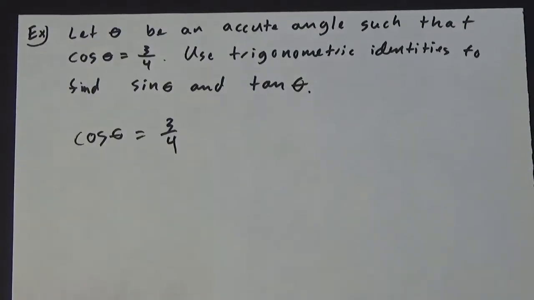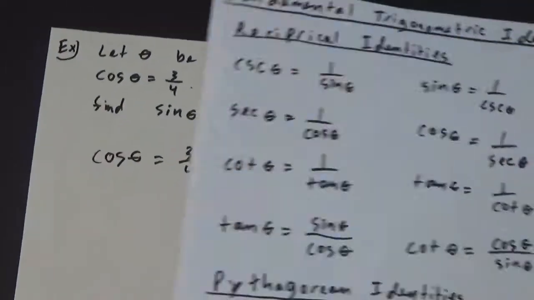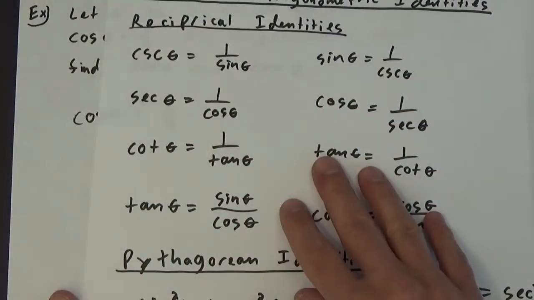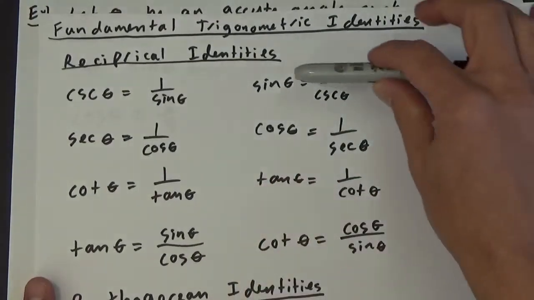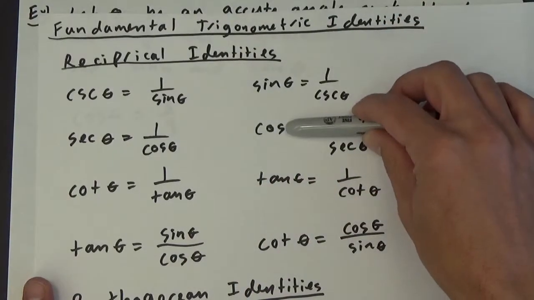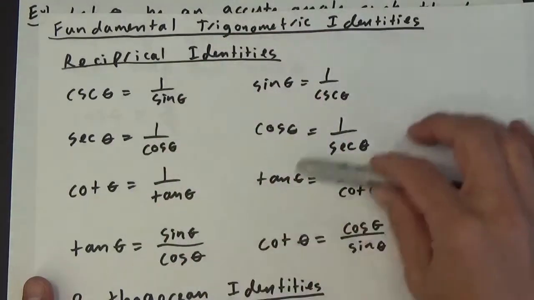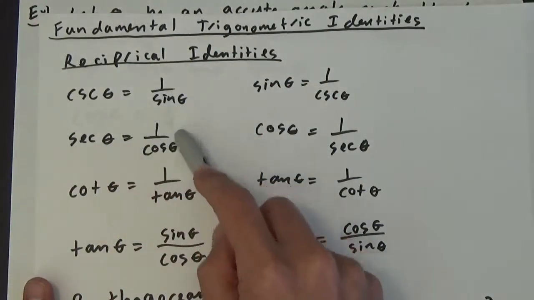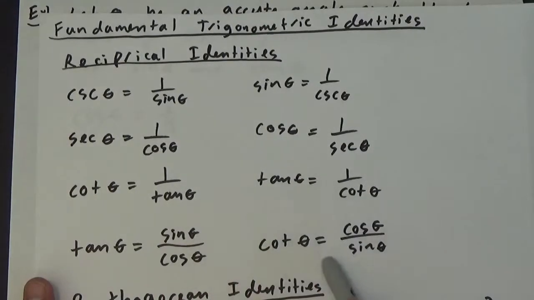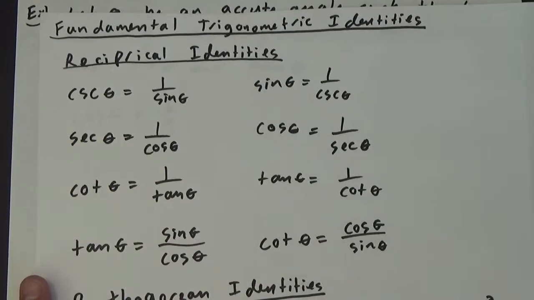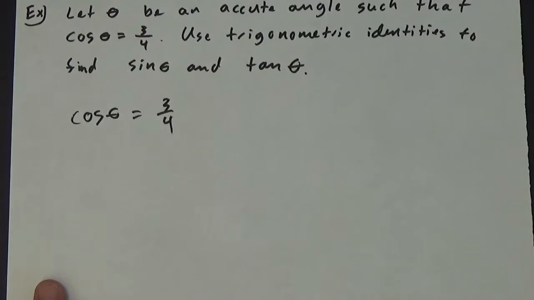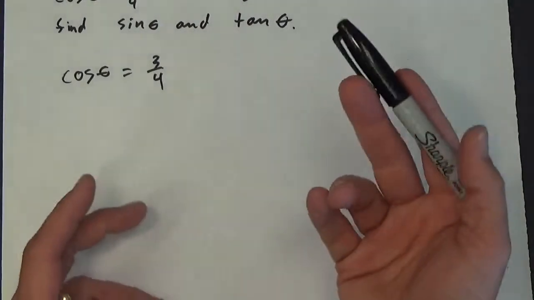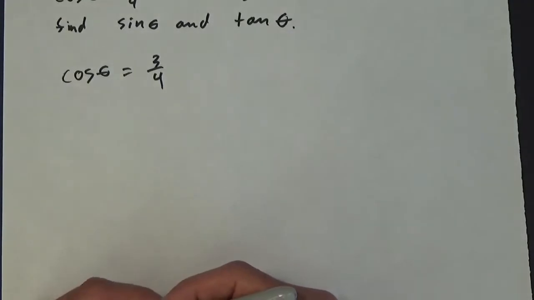Right, now one thing I want to point out is notice how these trig identities are set up. If we can find the sine and the cosine, then we have the rest of the identities, because cosecant is 1 over sine, secant is 1 over cosine, tangent is sine over cosine, cotangent is cosine over sine. So a good strategy in these problems is to try to find the sine first. Right, so what do we do to find the sine?